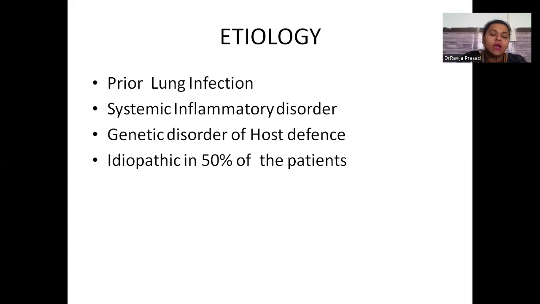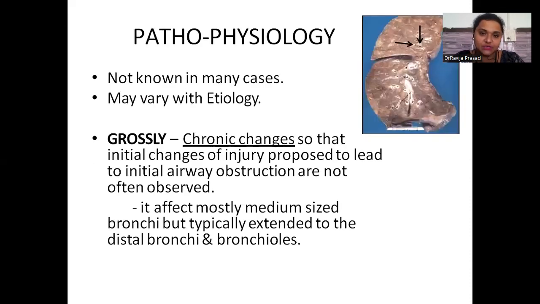So what is the etiology of bronchiectasis? The etiology is prior infection, systemic inflammatory disorders, and genetic disorders of host defense, and it is idiopathic in 50% of patients. Now the pathophysiology: mainly, the basic pathophysiology is not known in many cases and may vary with etiology.